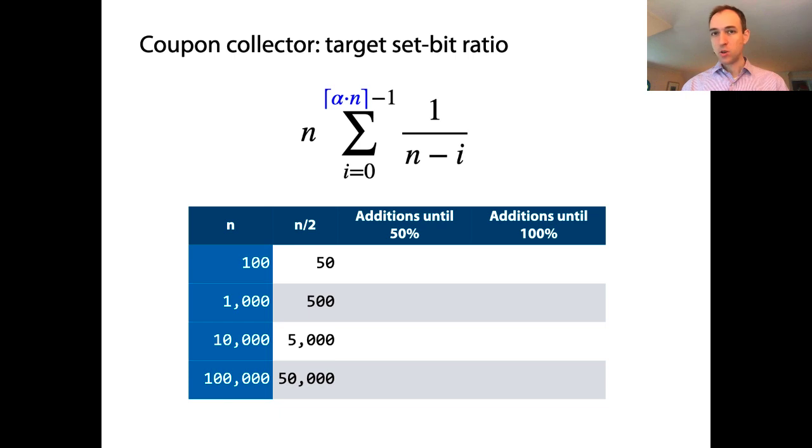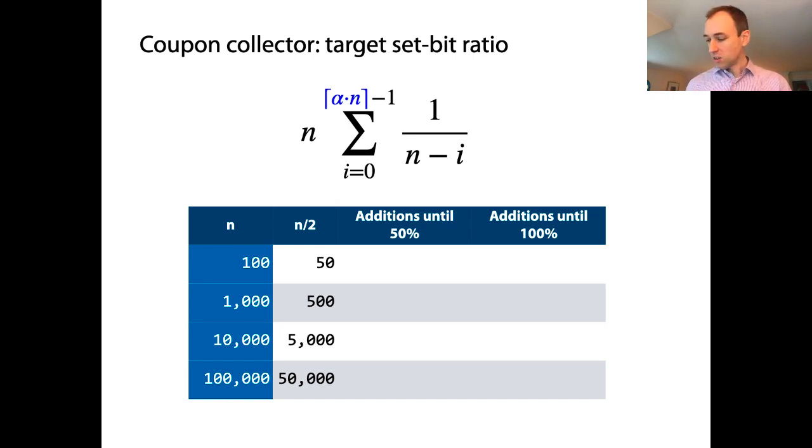So let's apply the coupon collector expectation to understand what's the expected number of items we would have to add to a Bloom filter before half the bits were set or before 100% of the bits were set. And coupon collector helps us here in the sense that we can think of slots of a Bloom filter as being coupons, and we can think of setting one of those slots to 1 as being collecting that coupon.